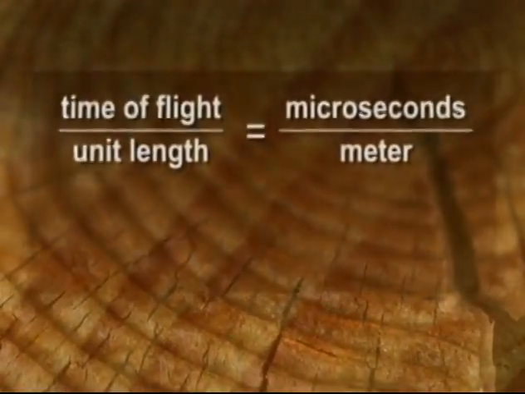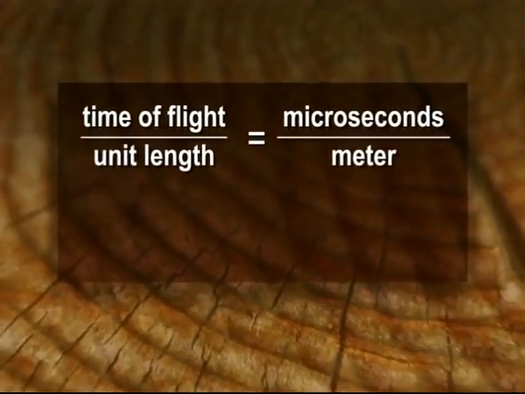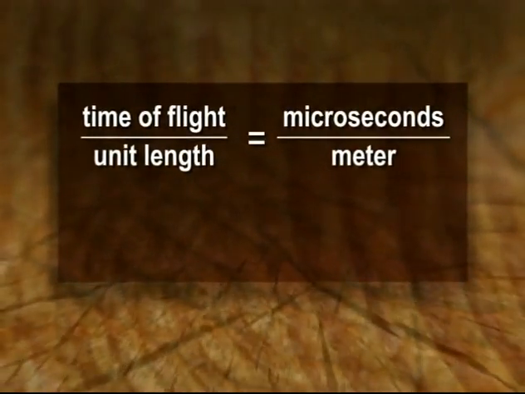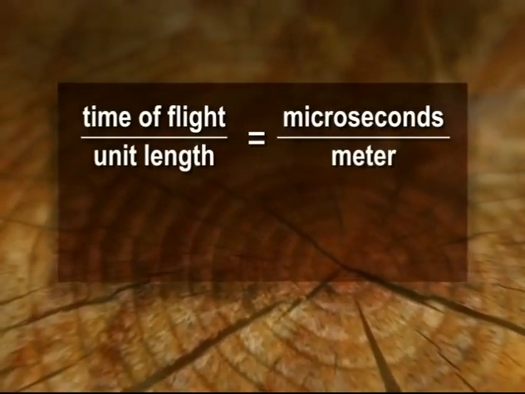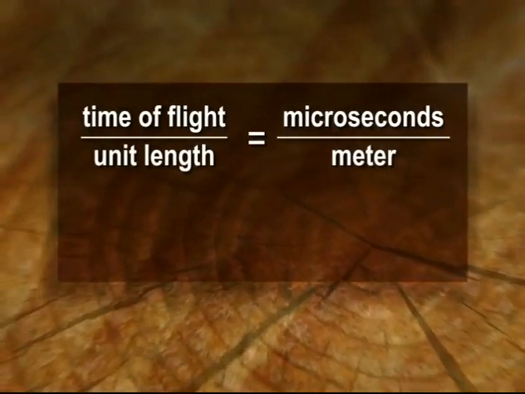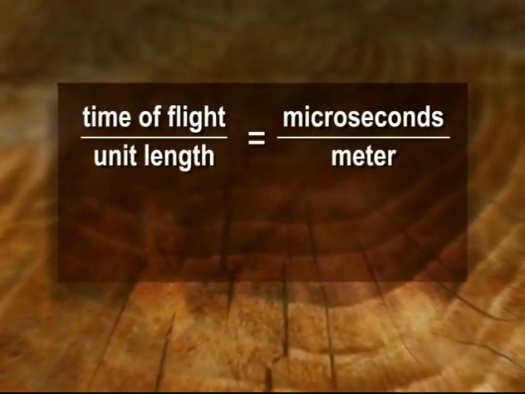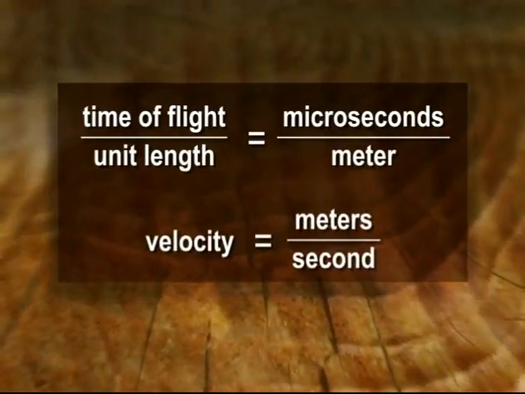Time of flight, measured in microseconds, is combined with the measurement of distance between sensors to calculate a transmission time per unit length, such as microseconds per meter, or velocity, such as meters per second.